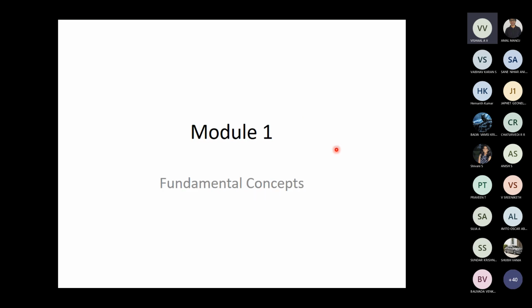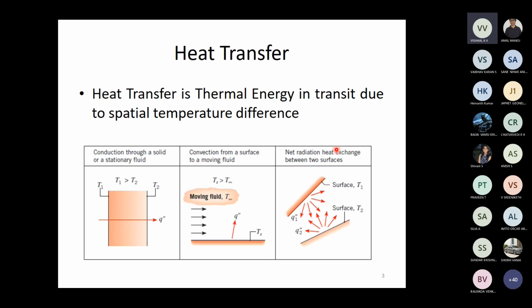Module 1 is about the fundamental concepts, so we shall see these fundamental concepts now. Heat transfer is thermal energy in transit due to spatial temperature difference. This is the fundamental definition of heat transfer. Whenever we say heat transfer, we are speaking about thermal energy. There are several forms of energy. Thermal energy is one of the lowest grades of energy, and this is what is involved in heat transfer.